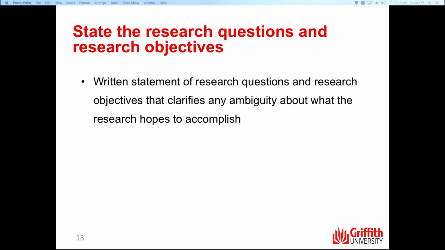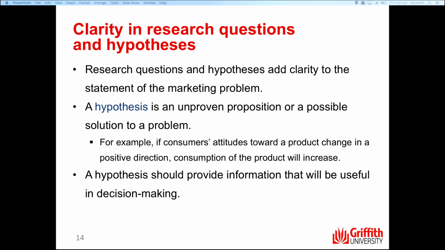Once you do that, we can state the research question and the research objective. This is the written statement of the research question and research objective that clarifies any ambiguity about what the research hopes to accomplish. Clarity is important in research because we cannot measure everything. We have to be very clear and specific on what we are trying to measure.